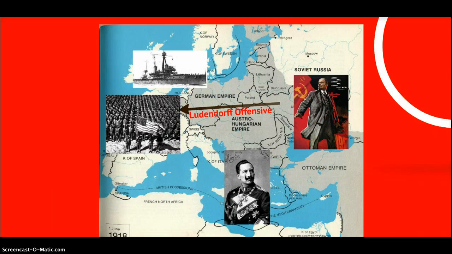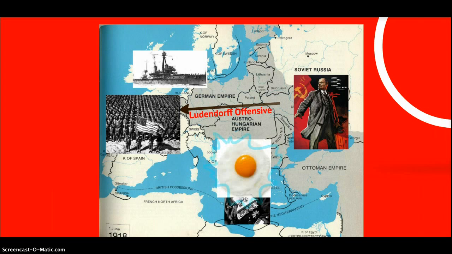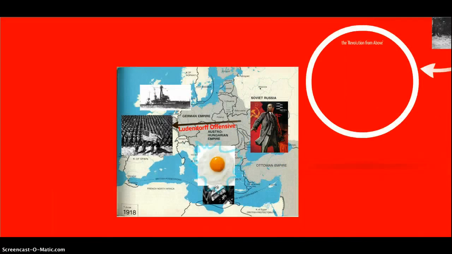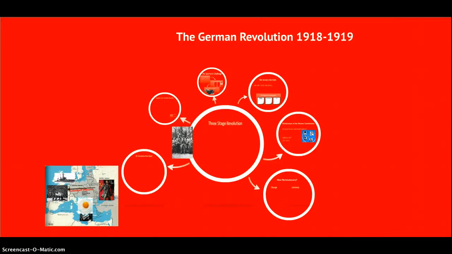This is a huge blow to the prestige of the conservative elites, Kaiser Wilhelm, senior generals and so on, who had been behind starting the war essentially in many ways. So a big blow to the prestige of the conservative right-wing elites. Let's move on and look at the German Revolution of 1918 to 1919.